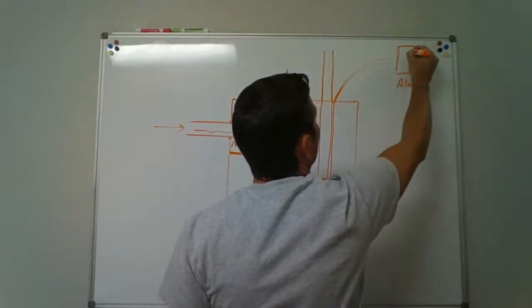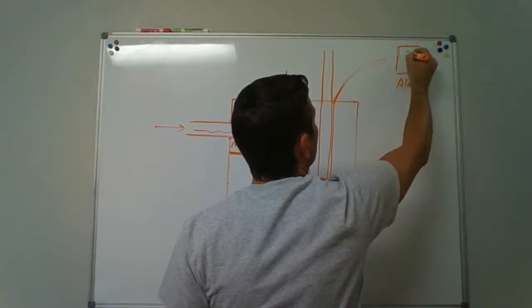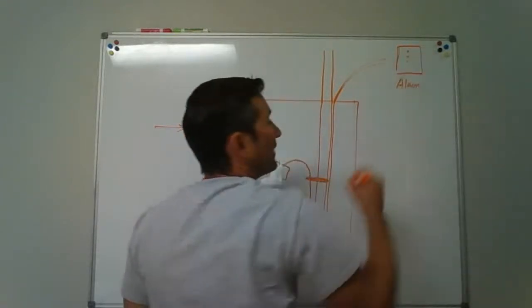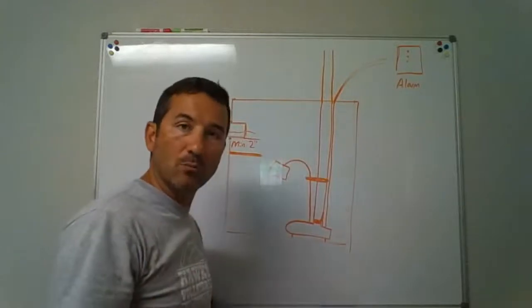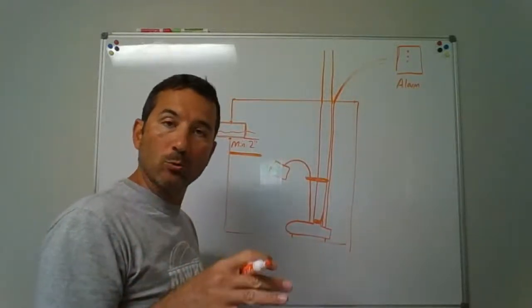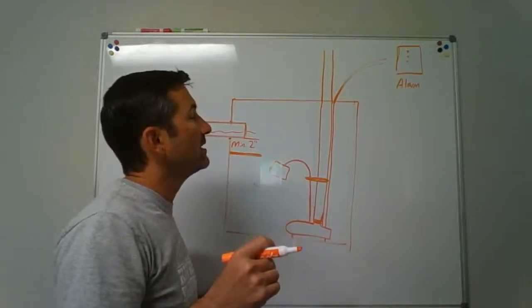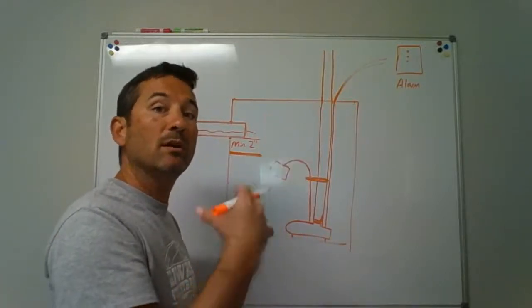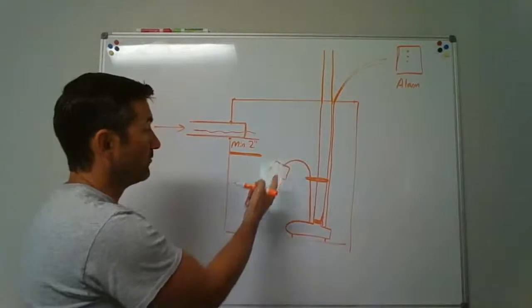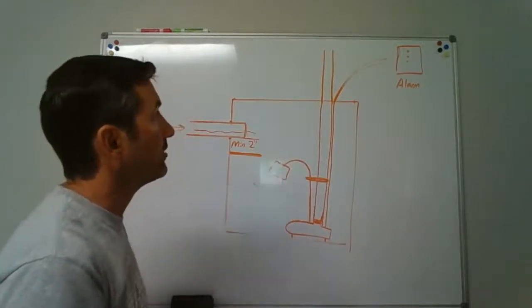Okay. It's got little light indicators on that thing to say it will go off. So it's got an audible horn that will sound if the alarm goes off. It also has a light indicator. The light will go on if the tank is too full, if the pump is not kicking on.